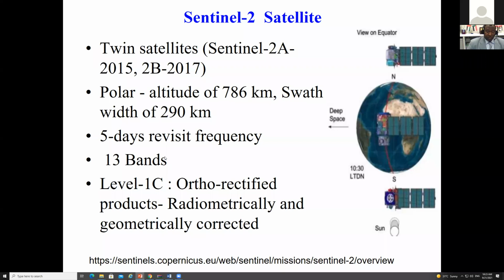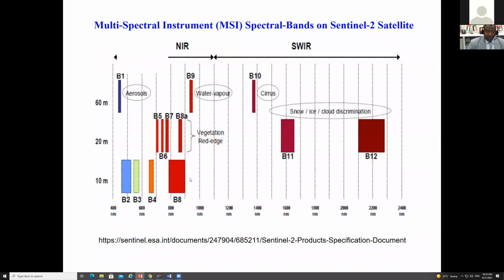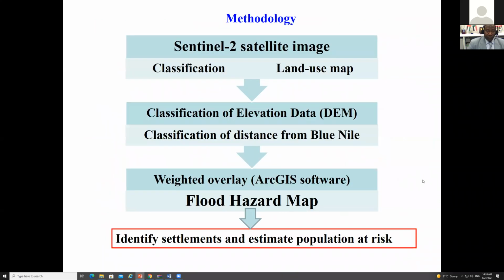And this is more detailed. They have 13 bands and different output products. So the user can select the ready-made, that means almost rectified. The bands have different resolutions, some 10, some 20, some 60. I'm not going to go into details, but this is available online for you.